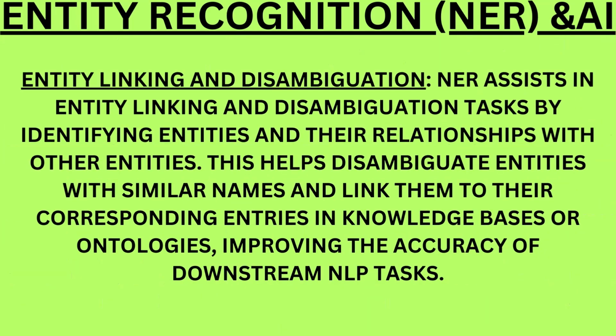Entity linking and disambiguation. NER assists in entity linking and disambiguation tasks by identifying entities and their relationships with other entities. This helps disambiguate entities with similar names and link them to their corresponding entries in knowledge bases or ontologies, improving the accuracy of downstream NLP tasks.